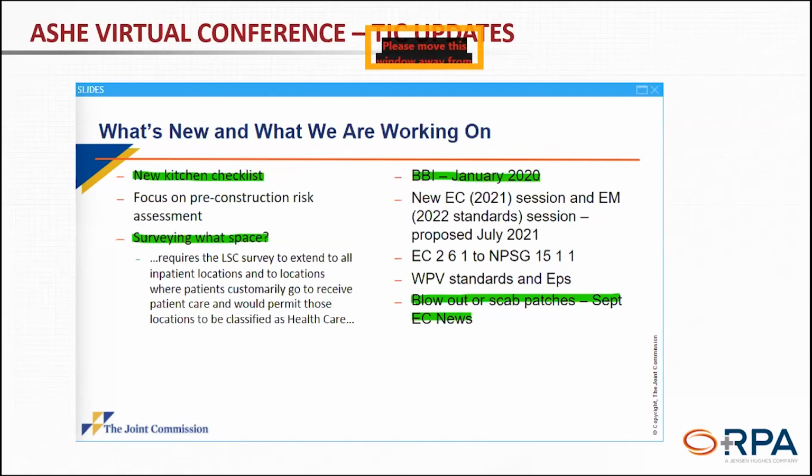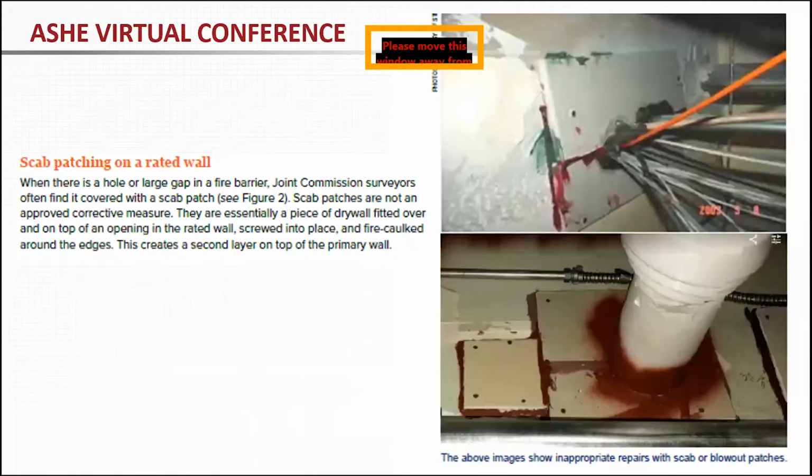One topic that came up was blowout or scab patches. You've seen some of these, and the September EC News that came out gave some guidance on scab patching a rated wall. This is not an appropriate UL system, so this would not be permitted in new healthcare construction, or a new fix, a new penetration that you might be putting up. Some of these aren't even good for existing. But it's important to know that you shouldn't have these kinds of corrections.